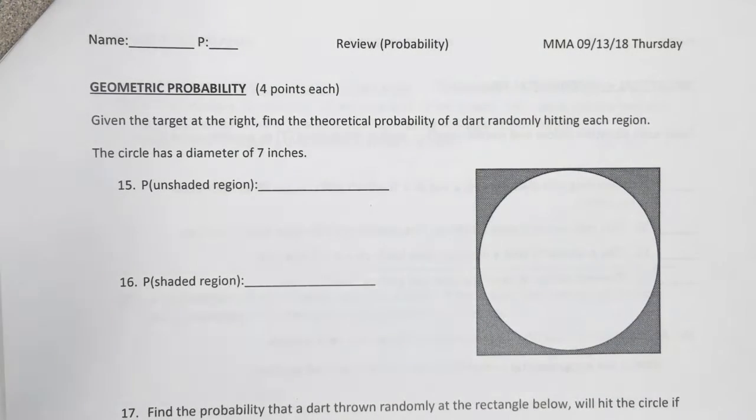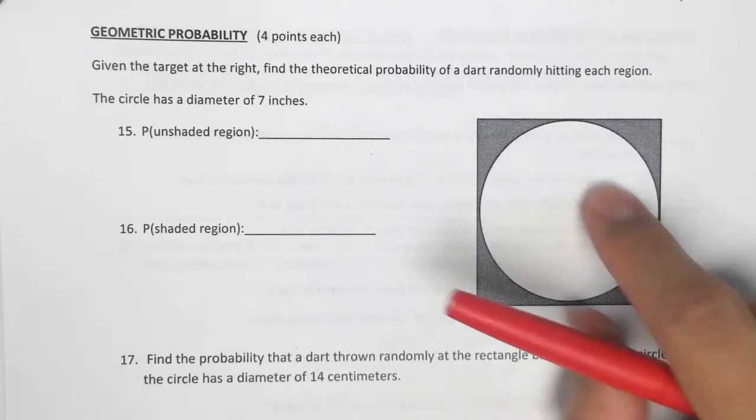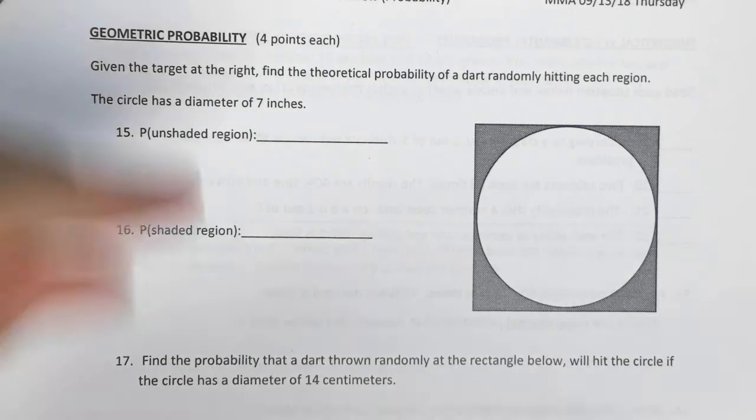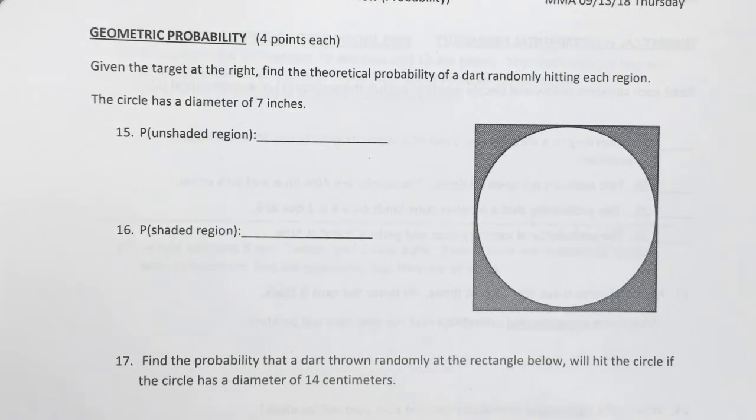Okay, now we're going to do geometric probability. This is where we need to find the area. Most of the area we did in class was squares. This is going to throw a circle in for you. I'm going to go through the circle formula. Area of a circle formula.